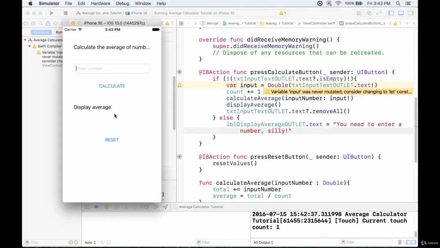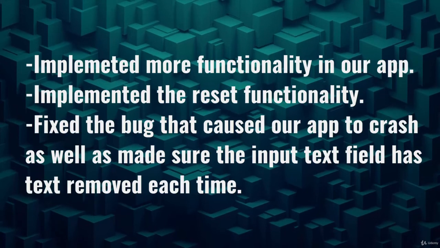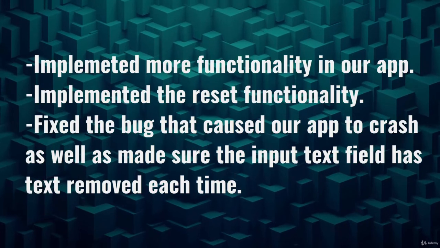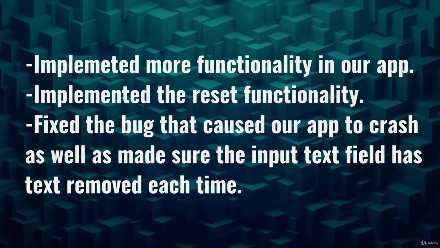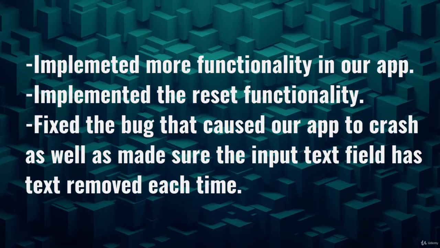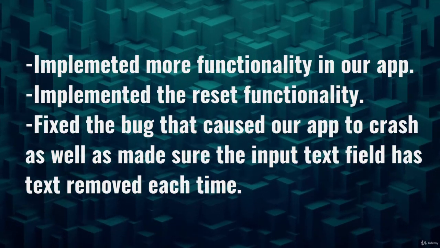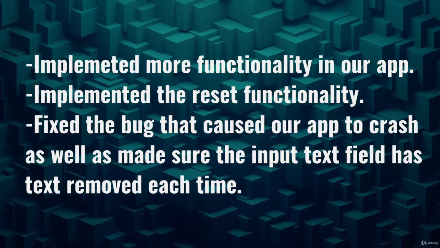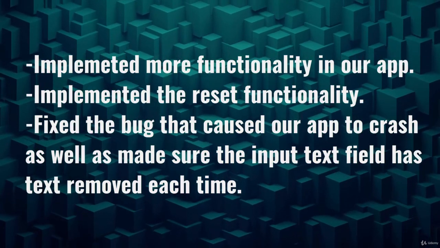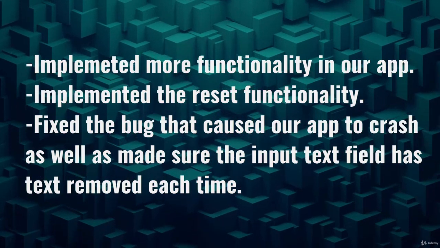Okay, so in this part of our tutorial, we implemented some more functionality in our app. We implemented the reset functionality first, which handled what would happen when the reset button is pressed, and that sets everything back to 0 and has our label text display average again. We also fixed a bug that caused our app to crash, which was happening when we would try to calculate the average with an empty text field, as well as made sure the input text field has its text removed each time, and that was more a little annoyance of mine that I like to implement in most of my apps.